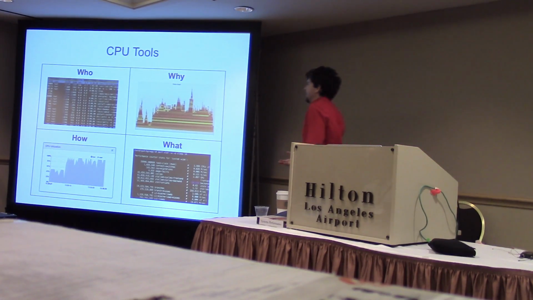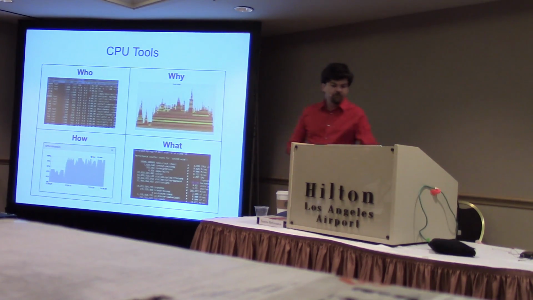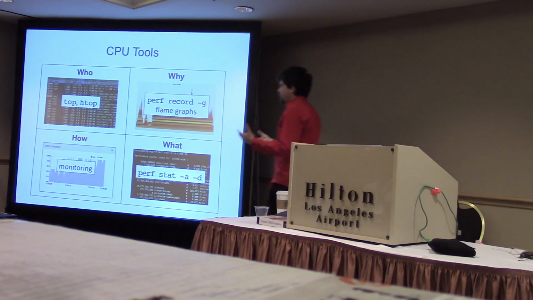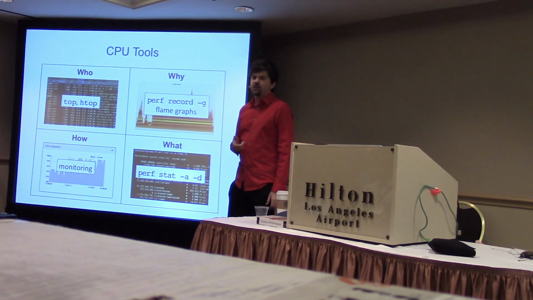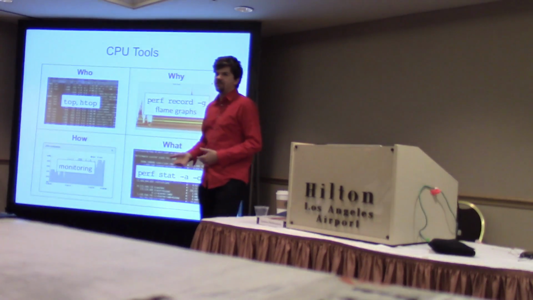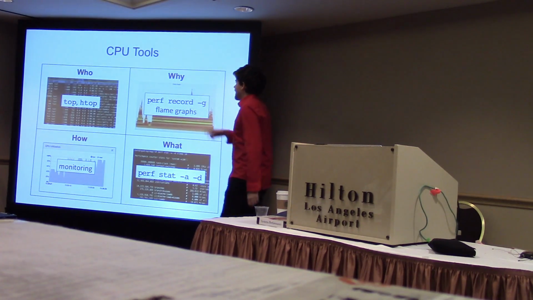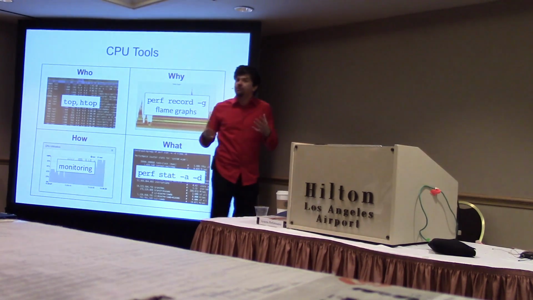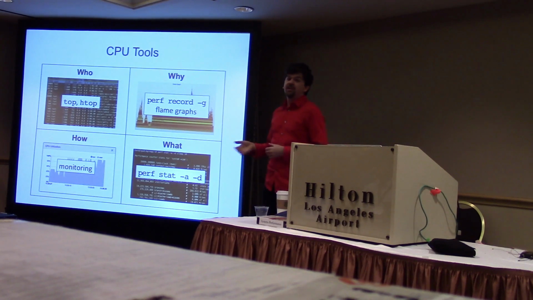Visually, this is what it looks like. Who, why, how, and what. And for who, it's something that we should all be pretty good at. So running top and htop to understand which processes are using CPU. So, Java's using CPU, or this process ID. How is also something that a lot of us are really good at. There's lots and lots of monitoring tools out there that will show how the CPU usage is changing over time. But then it's the other two that people aren't so good at.